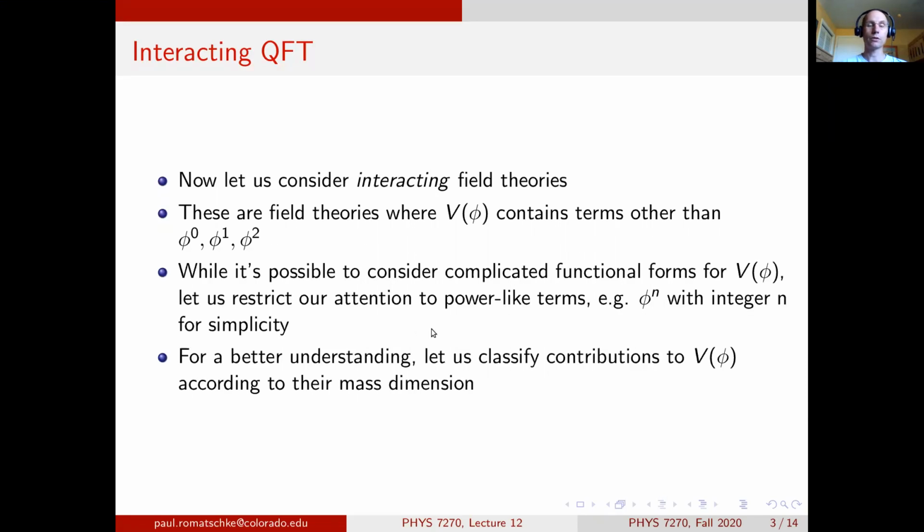It's possible to also consider other functional forms for the potential, such as an exponential or logarithm, but for simplicity, I will restrict my attention to those theories that have V of phi be proportional to phi to the power n, where n is an integer. Also, for better understanding, I will want to classify the contributions that are possible for V of phi according to their mass dimension.